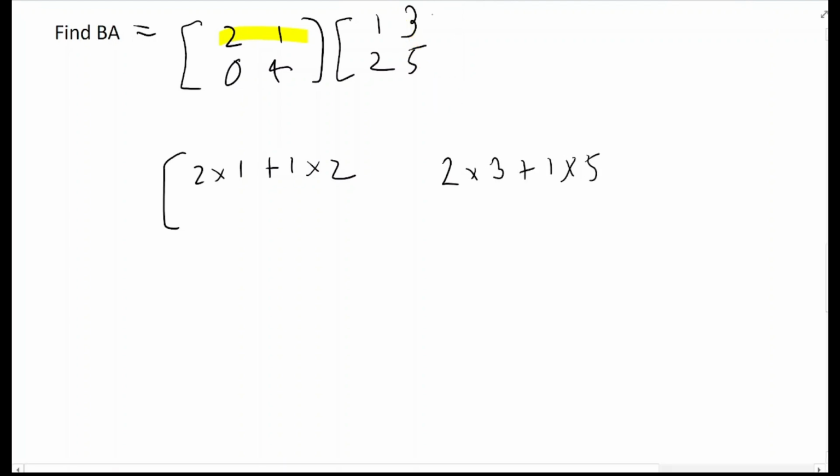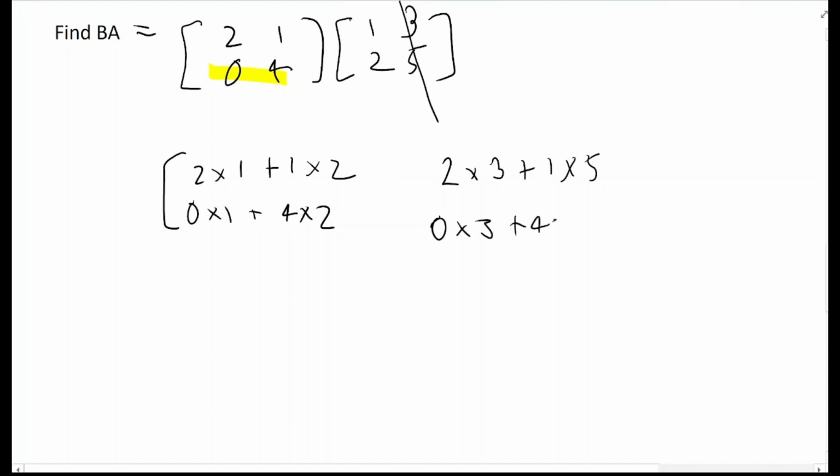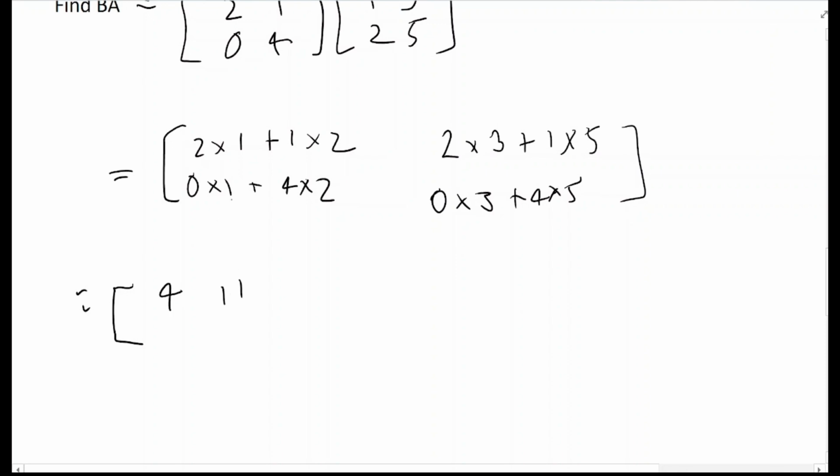The next ones that we're going to do are the bottoms. I'm going to do 0 and 4 with each of these. So 0 times 1 plus 4 times 2. And then the last one is 0 times 3 plus 4 times 5. If we simplify all these numbers, we'll see what we get. The very top left entry is 2 plus 2, which is 4. Then we get 6 plus 5, which is 11. Then we get 8 in the bottom left and 20 in the bottom right.